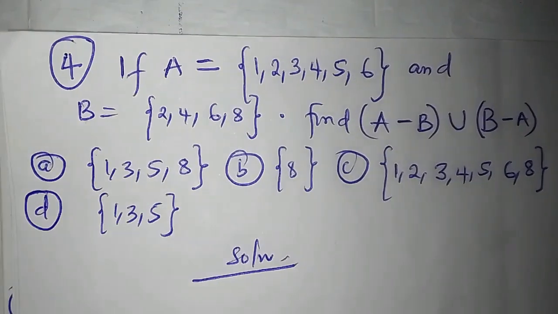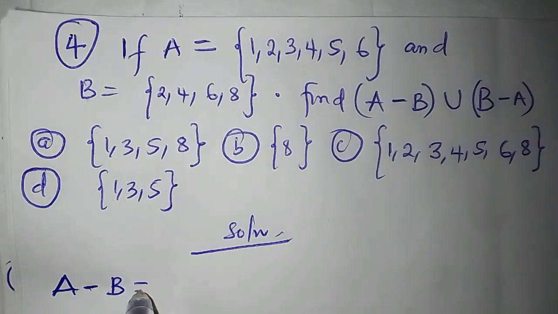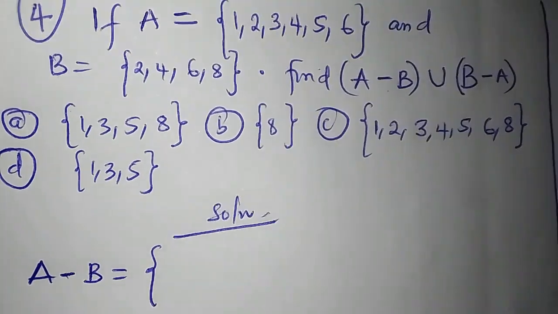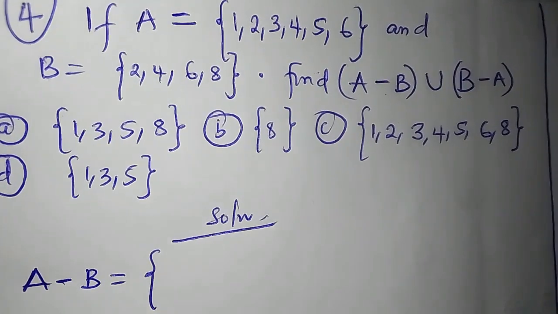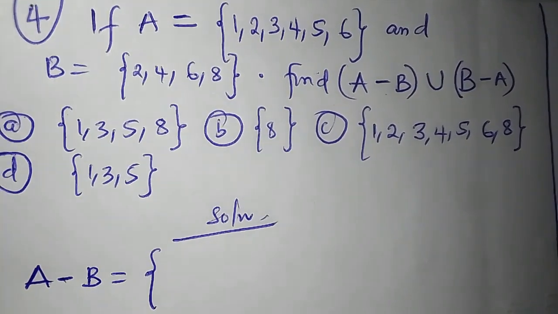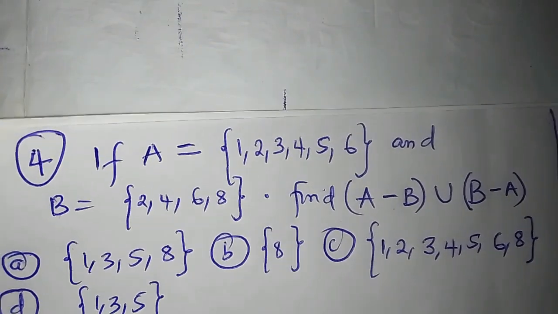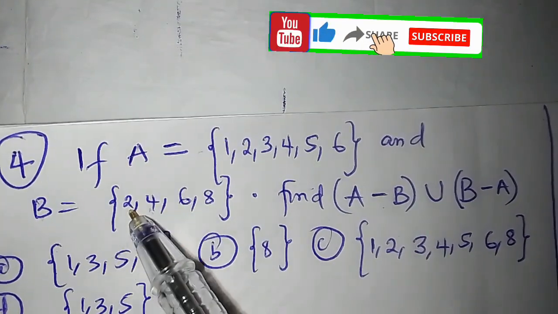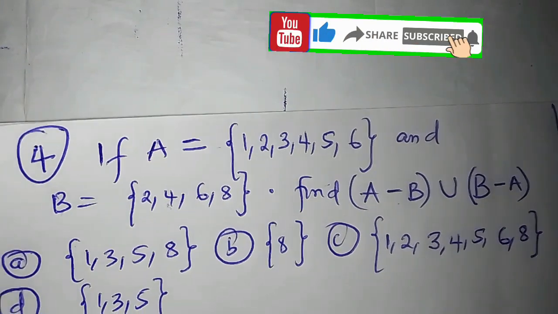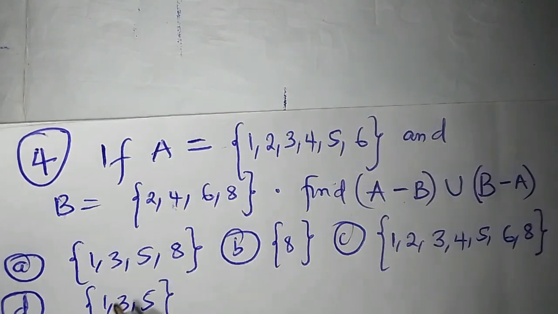So what is A minus B? A minus B is the set of these numbers. To get A minus B, I will remove all elements in B from set A and write down what is left. Okay, now watch. This is set A. This is set B. Set B has elements 2, 4, 6, 8. So let me remove these elements in B from A and see what is left.